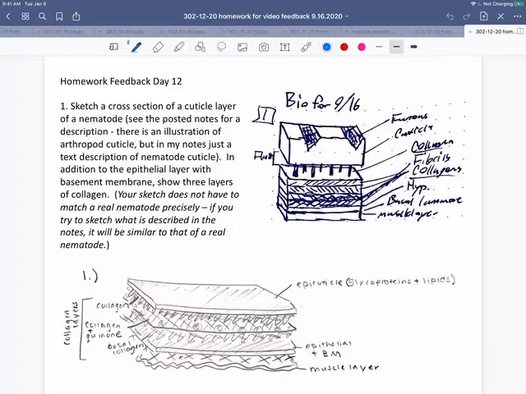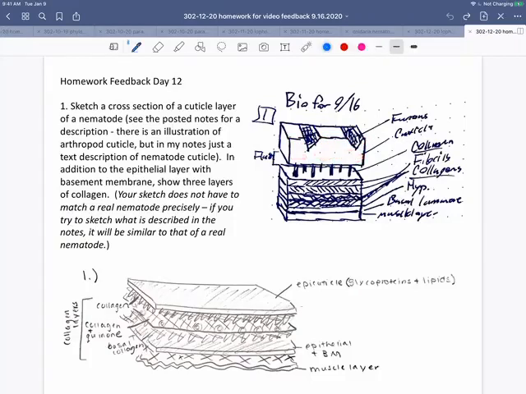The first homework question was for the cross-section of the cuticle layer, the outermost region of a nematode. I've got two examples here for you that show this pretty nicely, and there's only a couple things I would add. So the outermost layer here is lipid. It's only about 10 microns, so pretty thin. And then underneath it is a region of collagen.